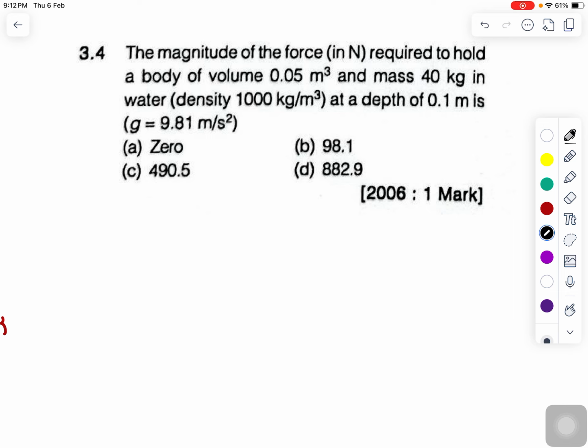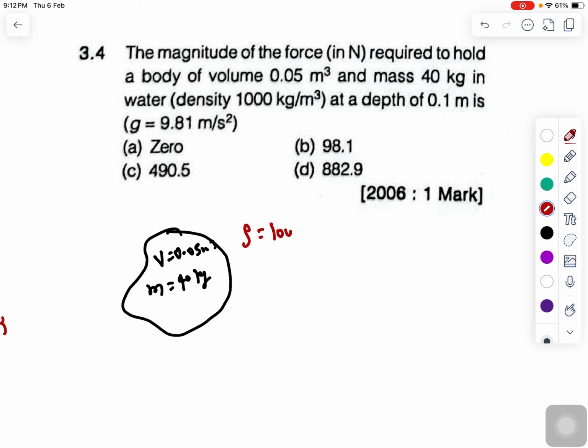The question says that the magnitude of the force required to hold a body, an object of given volume. Let's say an object has a volume of 0.05 meter cube and a mass of 40 kg, in water. The density of the fluid is given, that is 1000 kg per meter cube, and you are supposed to hold this object below the liquid surface by 0.1 meter, right?